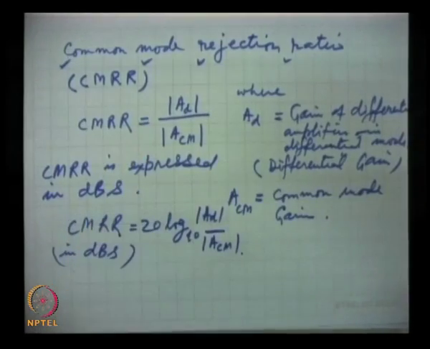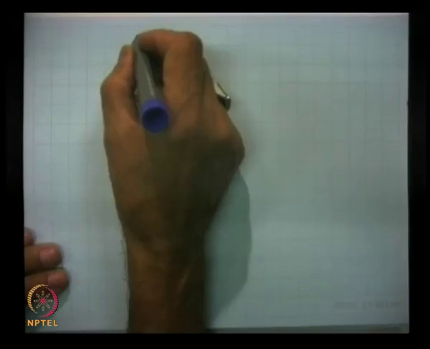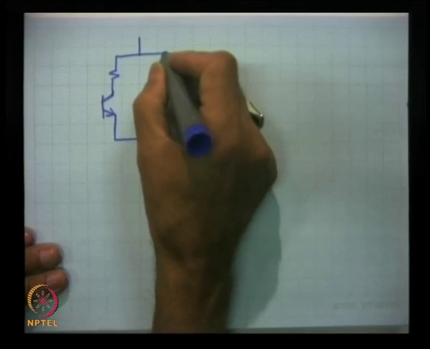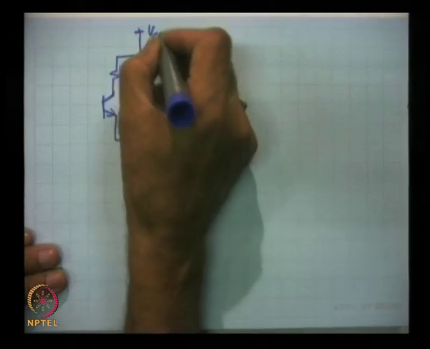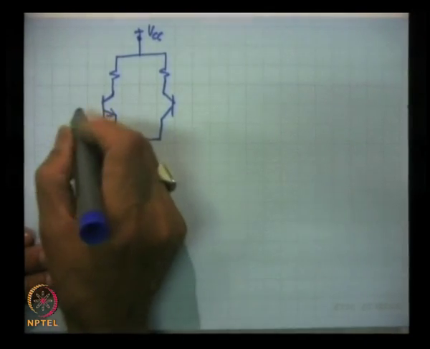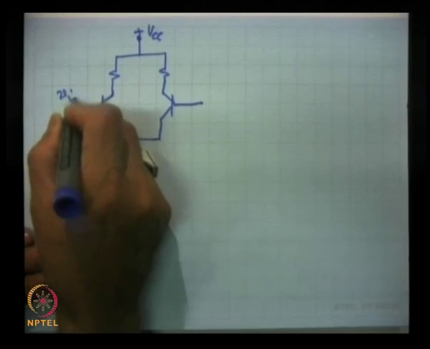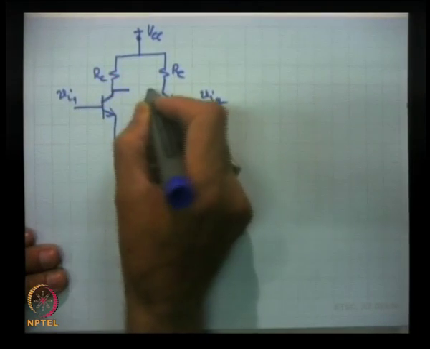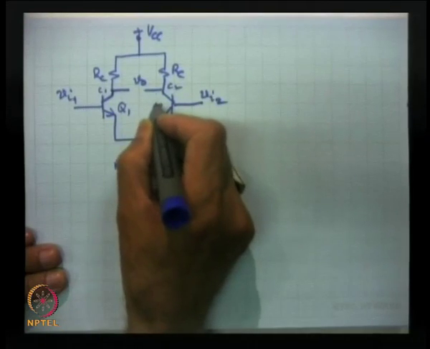Now, how to measure this? These two gains we have to measure. So, let us take the basic circuit. This was the circuit which we have been talking about, the basic circuit. This was VI1, VI2, RC, RC, and this is V out, C1, C2, Q1 and Q2.